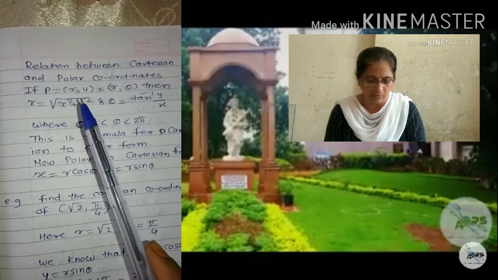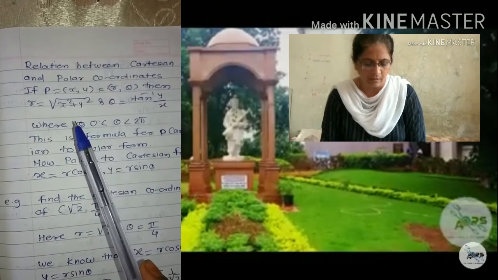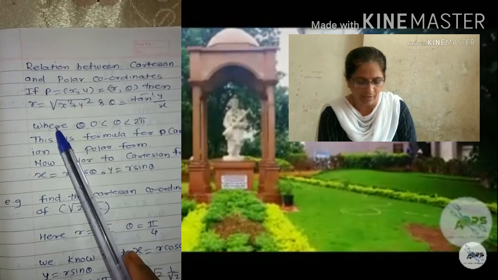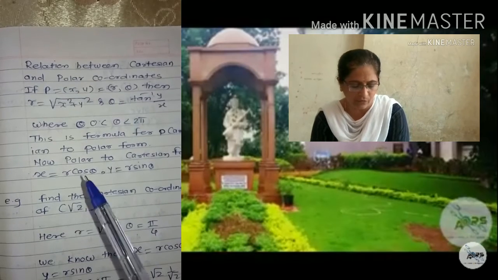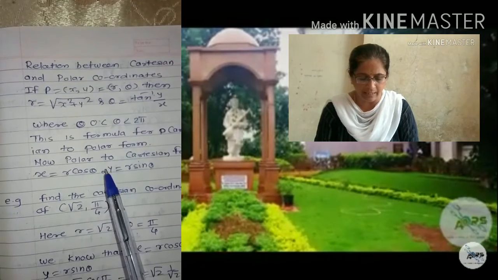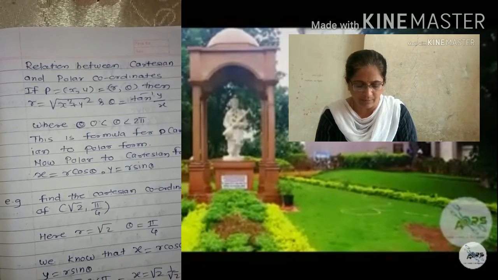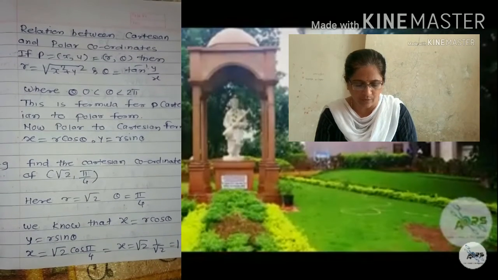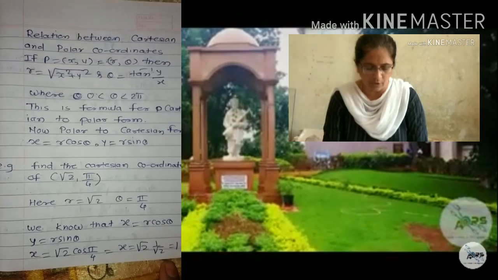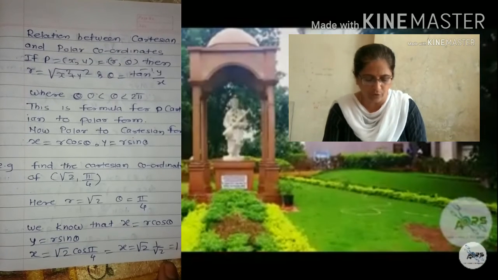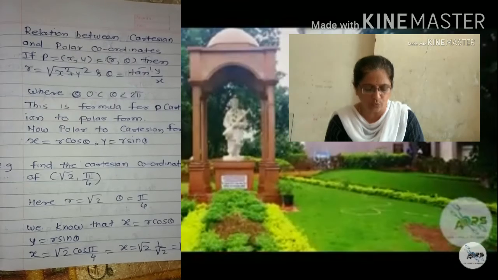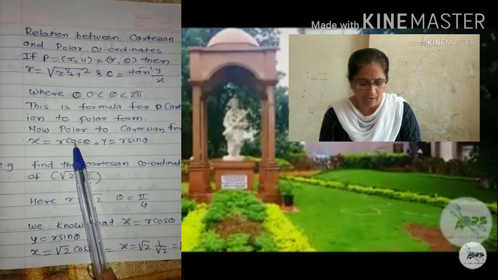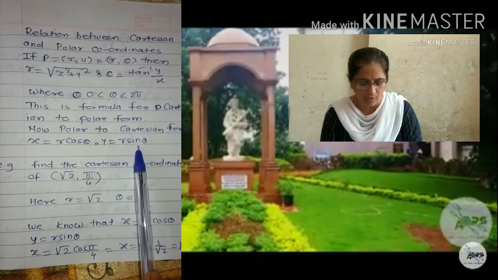conversion of Cartesian to polar form. Means if we are given Cartesian coordinates using x and y, we can find the value of r and theta. Now we will see polar to Cartesian. Now polar to Cartesian form, x is equal to r cos theta, y is equal to r sin theta. Means if you are given the value of r and theta, then we can find the Cartesian coordinates x equal to r cos theta, y equal to r sin theta.